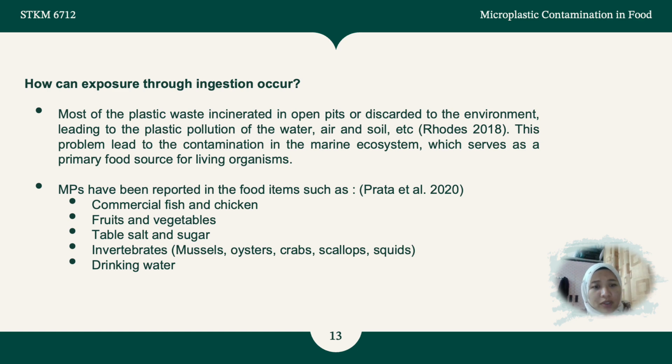As we know, most of the plastic waste has been discarded into our environment, and this causes plastic pollution in water, air, and soil. Because of this practice, a lot of microplastic has been detected in food items such as commercial fish and chickens, fruits and vegetables, table salt and sugar, invertebrates like mussels, oysters, crabs, scallops, squid, and even in drinking water. All of these food items are primary food sources. Once we ingest these food items, we directly take microplastic into our body, and this microplastic will go into our GI tract.